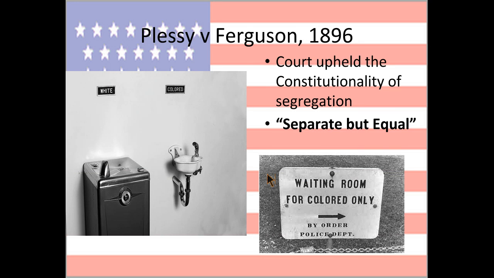And I'm just going to mention right here that later in the 1950s, I think, you're going to have something called Brown versus Board, and this is going to take this back. It's going to say that segregation is unconstitutional. But during this time period, segregation is completely constitutional. So they are allowed to segregate.